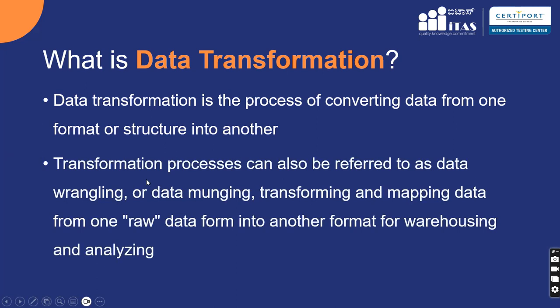Transformation process can also be referred to as data wrangling or data munging, which is transforming and mapping data from one raw data form into another format for warehousing and analyzing. That means converting the data, whatever I need, into the format that I need, converting it from one format to another format. We call it data transform.